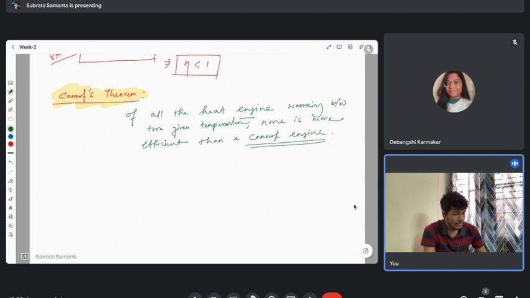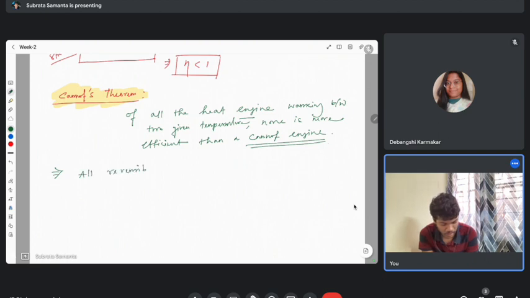You can say that all reversible engines have the same efficiency as the Carnot efficiency. The Carnot process is very specific: two isotherms and two adiabats. But if you consider a different reversible cyclic process, then all reversible engines have the same efficiency.